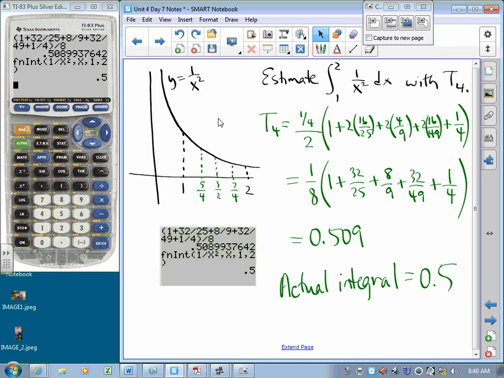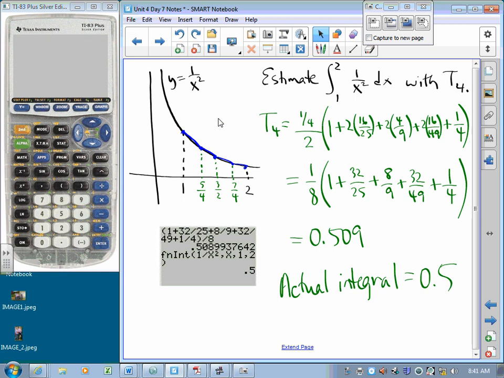How did we know we were going to get an overestimate? How did we know that when we connected the dots with straight lines, we were going to get a little bit more? What is it about the function? I'll give you a hint. Hit the pause button and think about why we got more. Is it because the function was decreasing, or is it because the function was concave up? It's because the function was concave up.